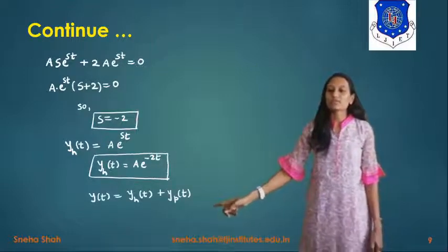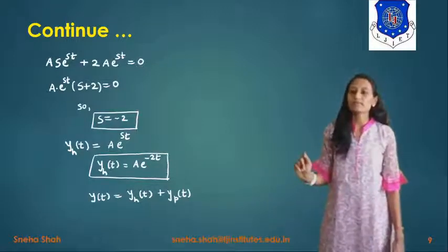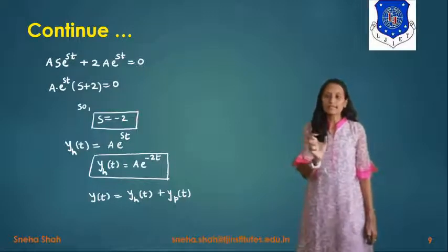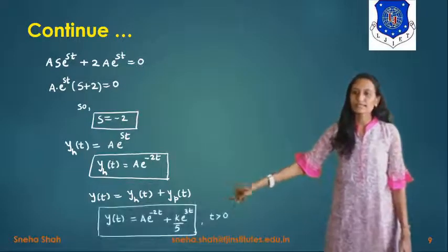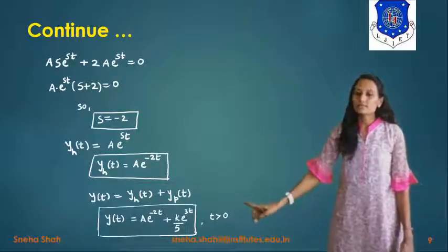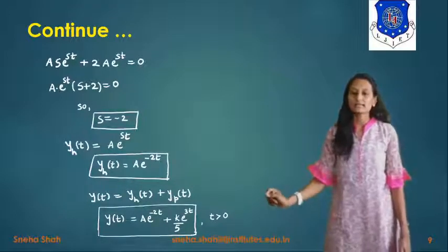Now if we find the value of y(t), then y(t) equals yh(t) plus yp(t). So we put the values of the homogeneous solution plus particular solution over here, and it gives the final output y(t) equals a e^(-2t) plus (k/5) e^(3t) for t greater than 0.